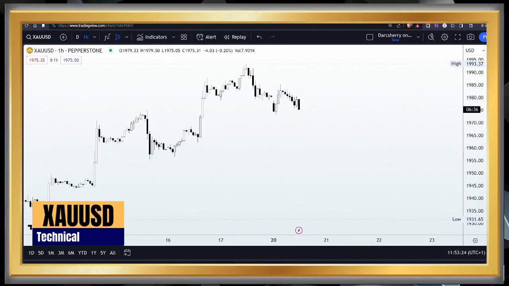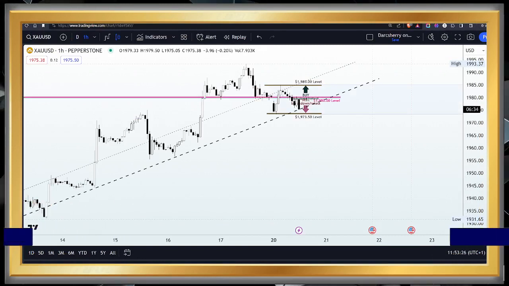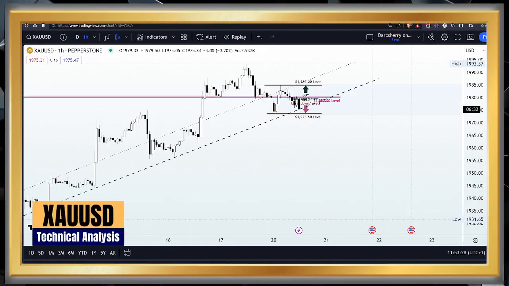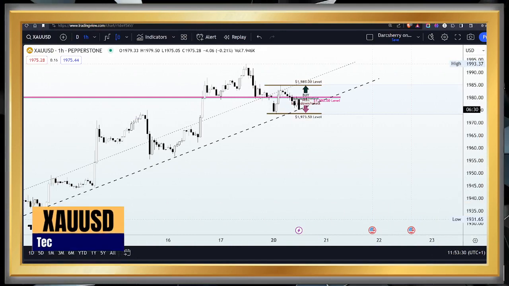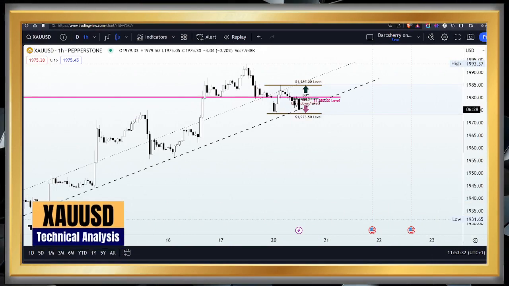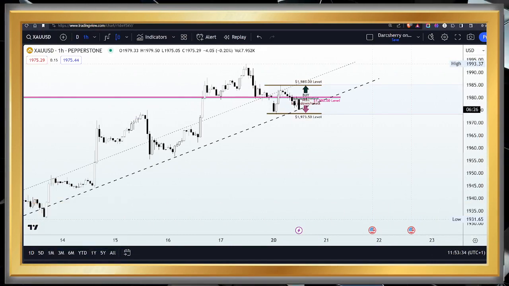So the final asset on our watch list for today is my favorite, and that is the XAUUSD, popularly known as the gold spot. And I hope the gold fans are all around in the comment section. Let me know you are there. So with that being said, let's run through the current market conditions.